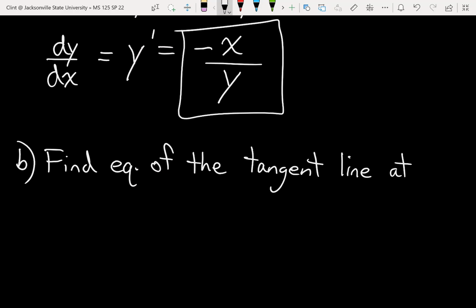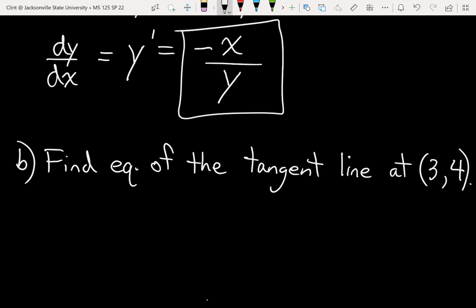Yeah, 3, 4. Okay, weird comma. 3, 4. Okay, so we have the derivative. Remember what the derivative gives us. The derivative gives us the slope of the tangent line at whatever values we plug in. So we need the slope of the tangent line at 3, 4.